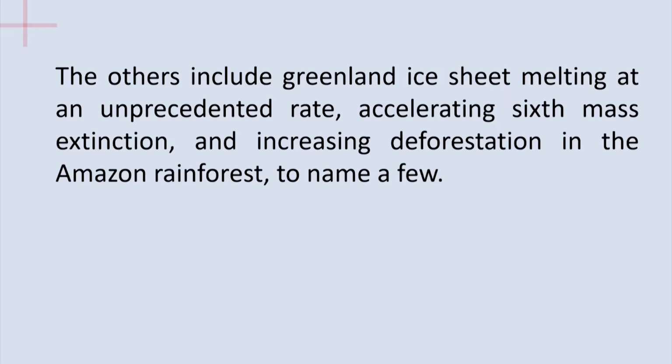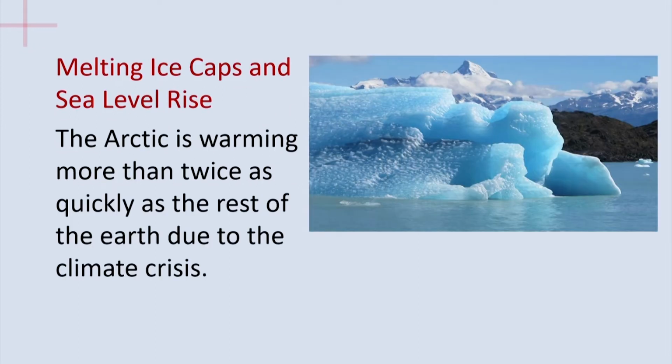The others include the Greenland ice sheet melting at an unprecedented rate, accelerating sixth mass extinction and increasing deforestation in the Amazon rainforest, to name a few. Ice caps are melting and sea levels are rising because of global warming and climate change. The Arctic is warming more than twice as quickly as the rest of the earth due to the climate crisis.